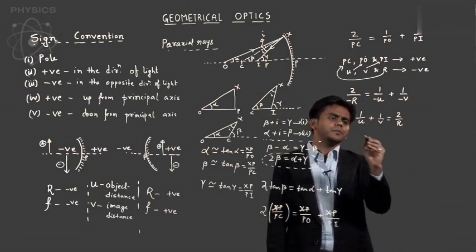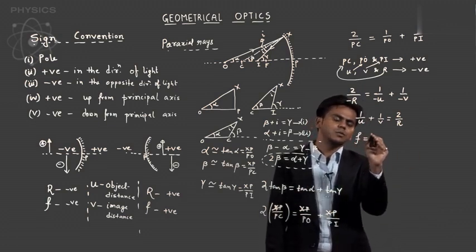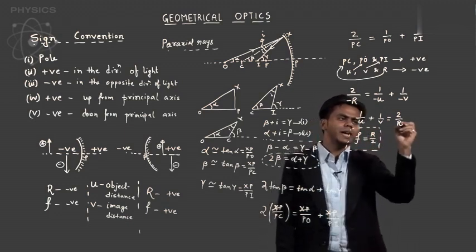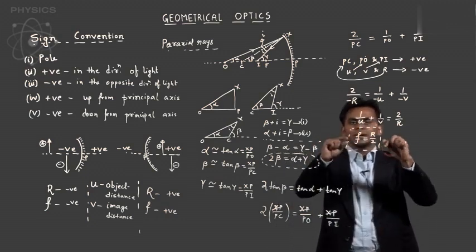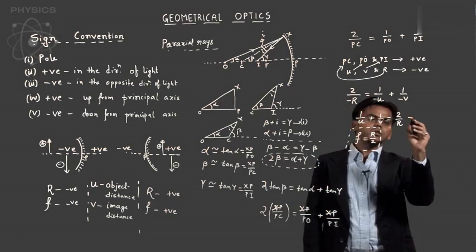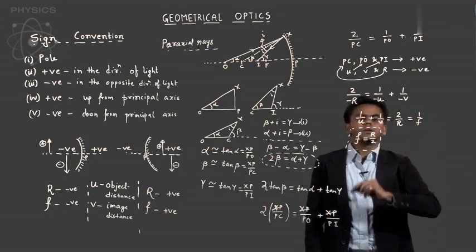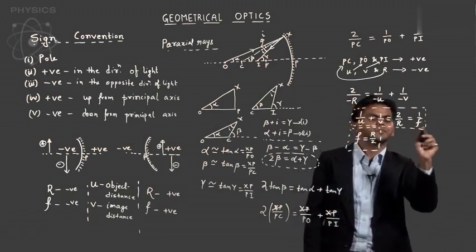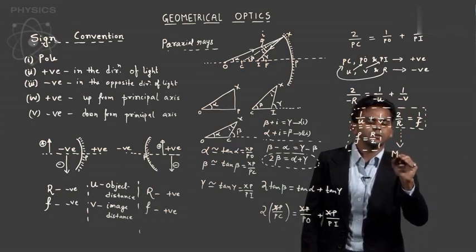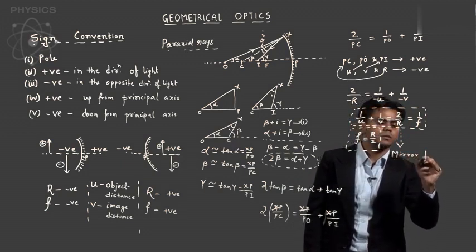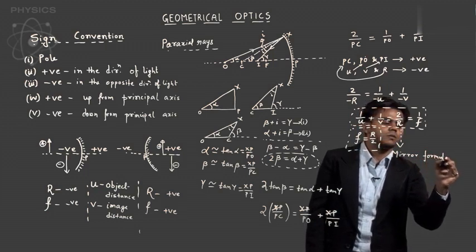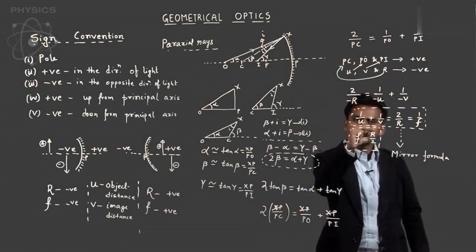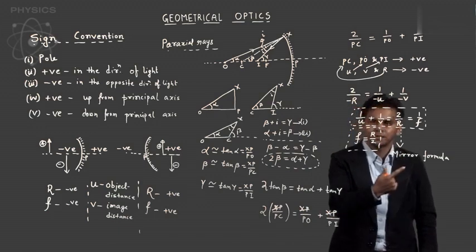And I also know that F, focal length, is equal to R by 2. This we have calculated much before. I can substitute this value because if F is R by 2, 2 by R is 1 by F. So you can write this thing over here also. And this becomes your mirror formula. So this tells you the relation between object distance, image distance, radius of curvature and focal length.